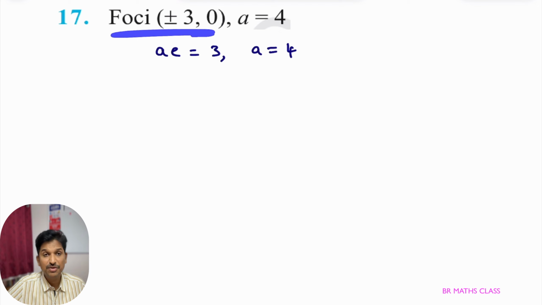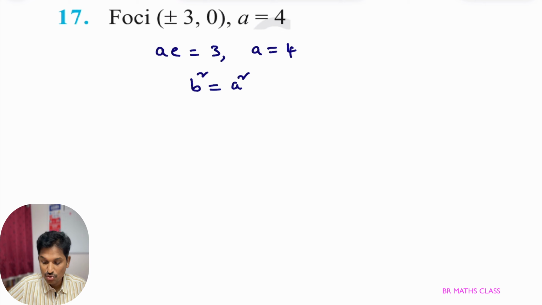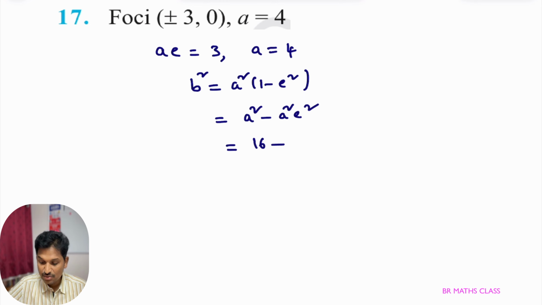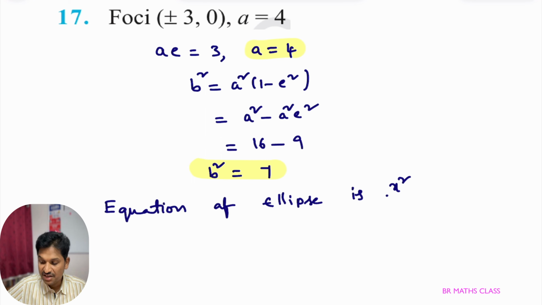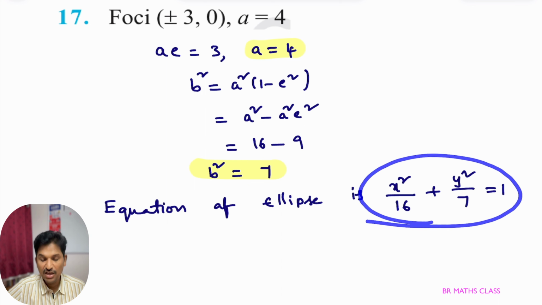In first type of ellipse, we know this formula: B square equal to a square into 1 minus e square. Okay, that equal to a square minus a square e square. What is a square? A square is 16. A square e square is what? 9. 16 minus 9 is 7. So now we know a value as well as b square value. Therefore, equation of ellipse is x square divided by a square is 16 plus y square divided by b square is 7, equal to 1. This is the required equation of ellipse.